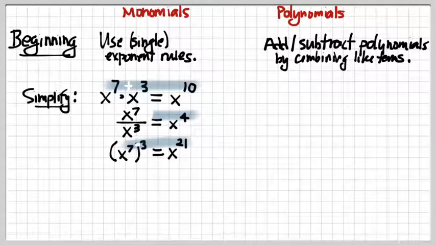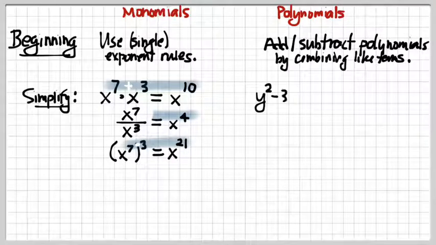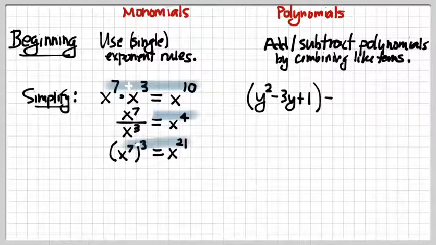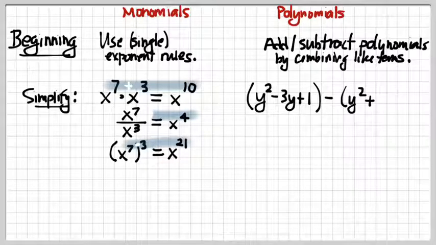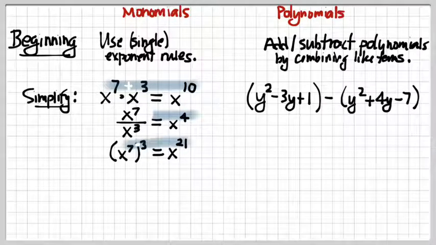So here's an example problem. Let's say I want to take y squared minus 3y plus 1, and I want to subtract from that the polynomial y squared plus 4y minus 7. So I just want to subtract these two polynomials. How should I do it?